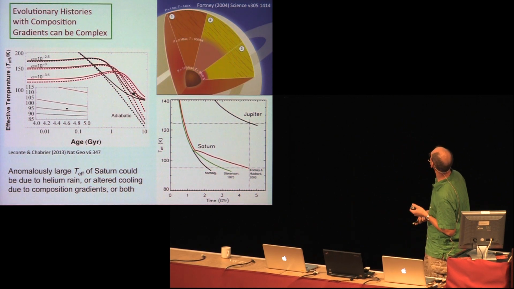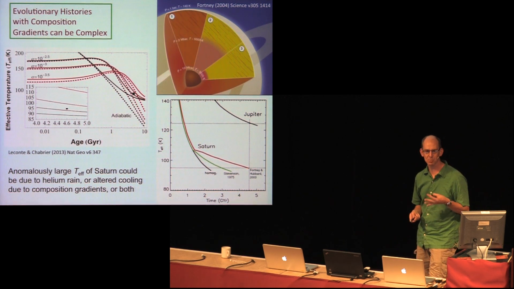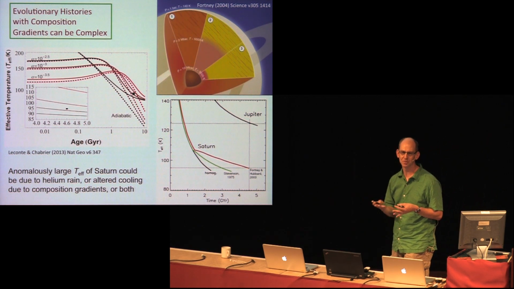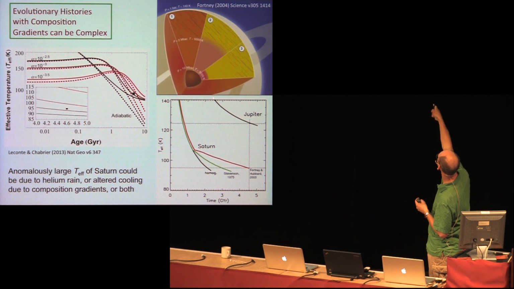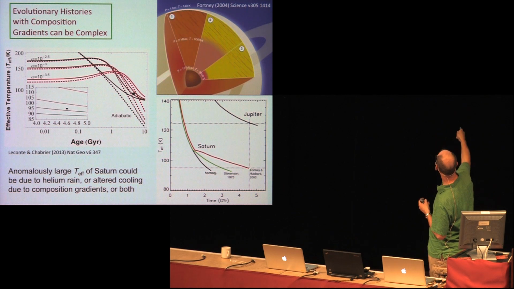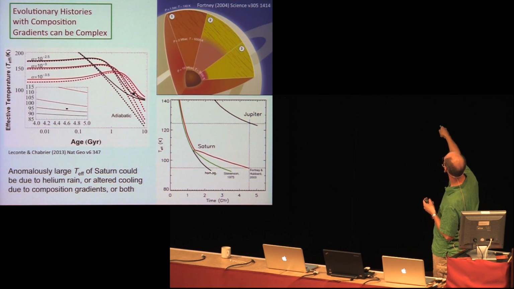And so one of the funny things about Saturn is that Saturn is anomalously bright, especially compared to Jupiter. Jupiter is not anomalously bright. You can fit it with a very simple model that convectively cools over time. So Saturn's known to be too bright compared to a simple black model.